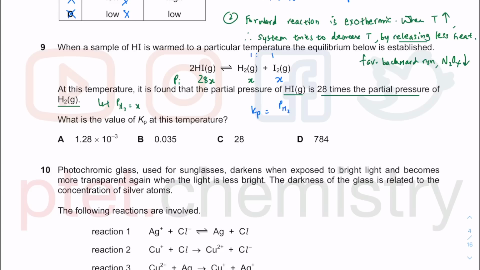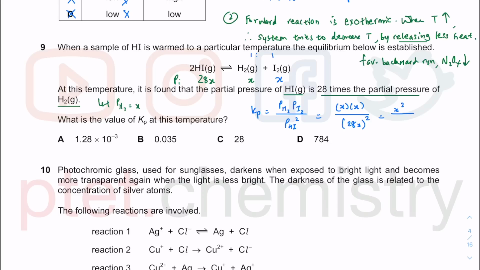Partial pressure of H2 to the power of 1, because there's 1 in front of the balanced equation. Partial pressure of I2 to the power of 1. Partial pressure of HI to the power of 2, squared, because you have 2 in front of the balanced equation. Now I'm going to put in the X. The one on top is from the product side, the one at the bottom is from the reactant side. Make sure you only put the square when you have the whole thing in brackets.